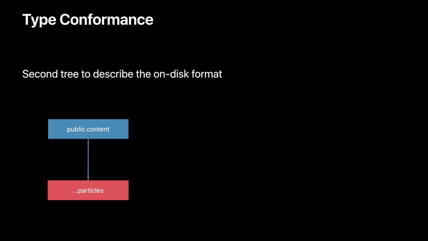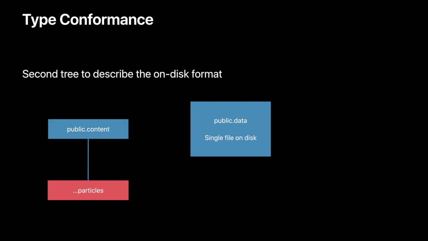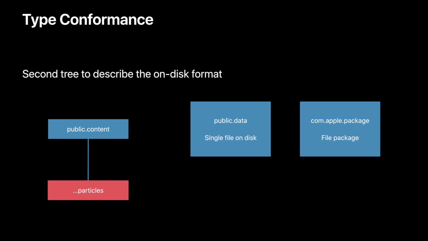Then you have a second tree, which we call the physical tree, which lets iOS know how the files are represented on disk. And here this is much simpler, because you only have two choices. In most cases, you will be dealing with a single file on disk for your documents. If you need to group multiple resources together, and you have a file package, you're going to use com.apple.package. But in most cases, you have a single file on disk, so it's public.data. This is the case I am in with particles, so I'm going to conform to public.data.